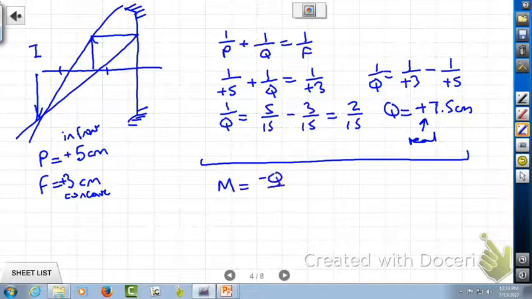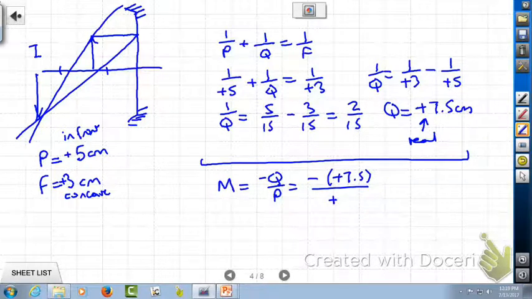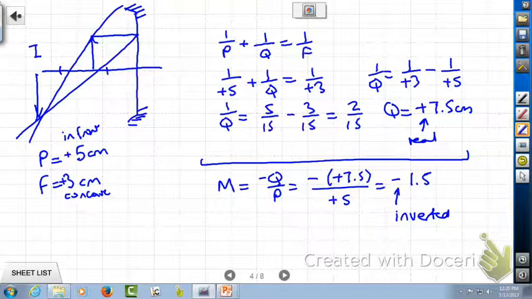And M equals minus Q over P, which equals minus plus 7.5 over P, and P was plus 5. So that would be minus 1.5 as my magnification. And we got 1.6 or 1.8. So am I right on that? It looks like I'm right on that. And that minus there means it's inverted. And it is inverted. Cool. So, 2 skills. Let me check my number of minutes. 42 on the right.